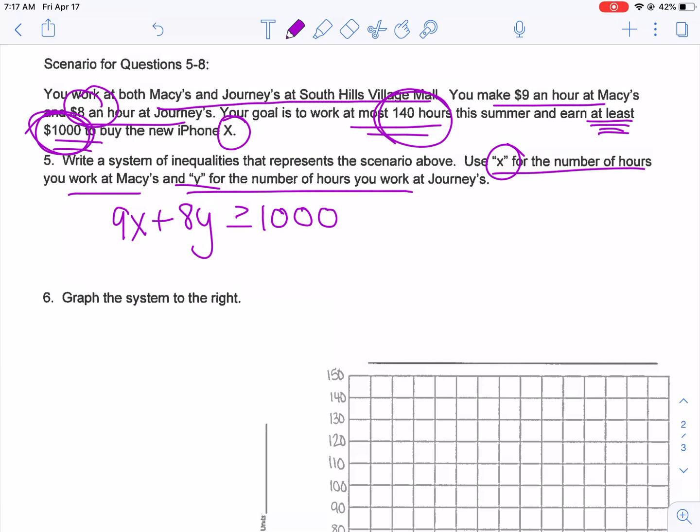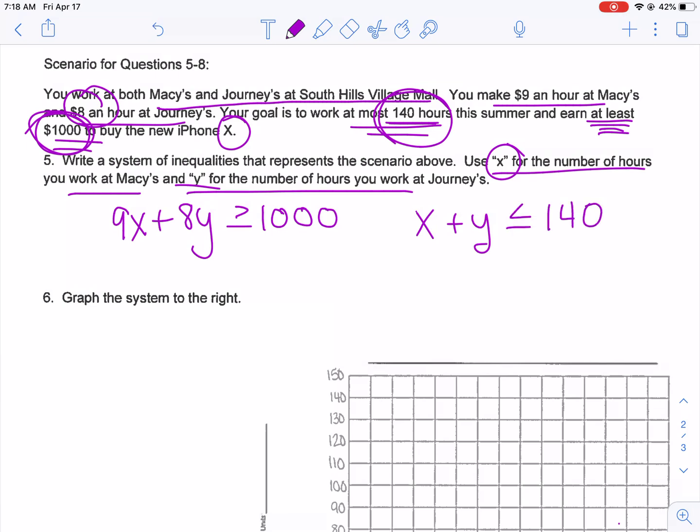There's your first inequality. The second inequality deals with the number of hours you're going to work. You can only work at most 140 hours. So we have to take the number of hours you work at Macy's, which is X, and add it to the number of hours you work at Journeys, which is Y. At most, you can work 140 hours, which means it has to be less than or equal to 140.